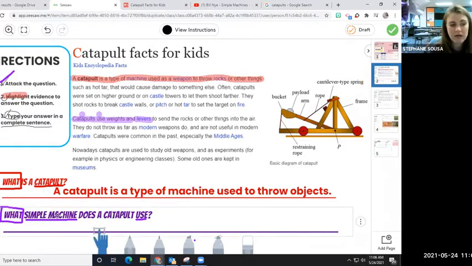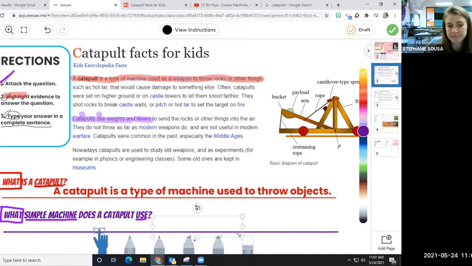Miss Sousa, I already know that answer. Fantastic. Prove it. It asks you according to the article, not according to your background knowledge. Okay? So the question is, what simple machine does a catapult use? A catapult uses, okay, see how we're putting the word from the question in our answer? A catapult uses levers, period.